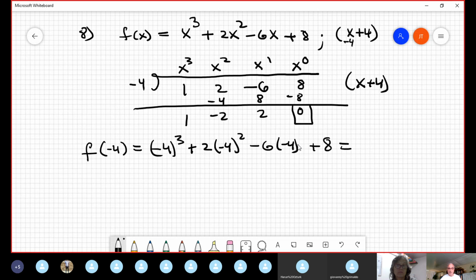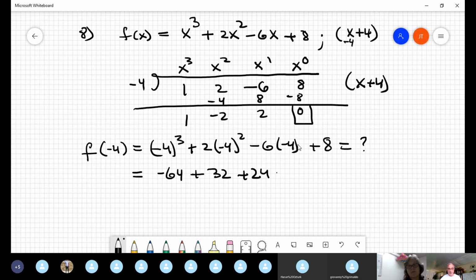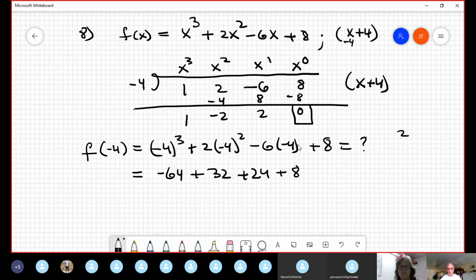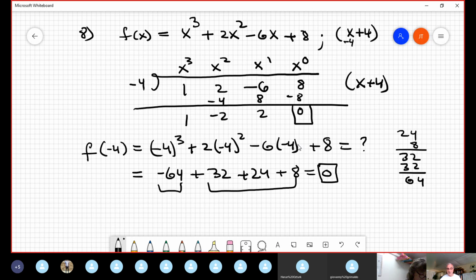I'm surprised. Let me see what is the answer of this. This is negative 64. This is positive. This is 16 times 2, no? 32. Positive 24. And this is 8. Entonces 24 plus 8 is 32, no? And 32 plus 32 is 64, no? This is positive 64. This is negative 64. The answer is 0, exactly what we expect. This answer is exactly the same distance. Super.